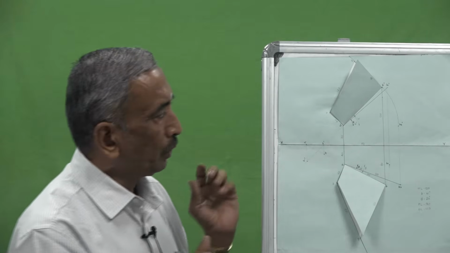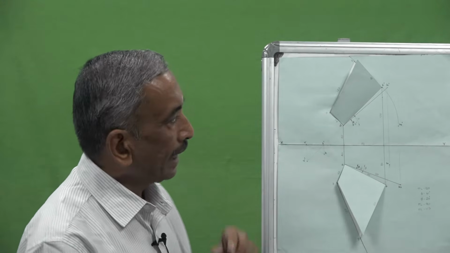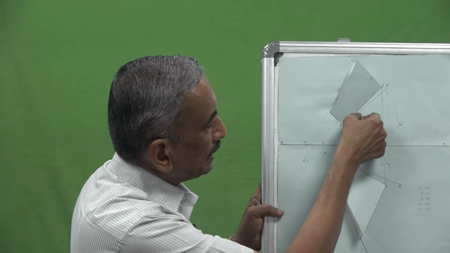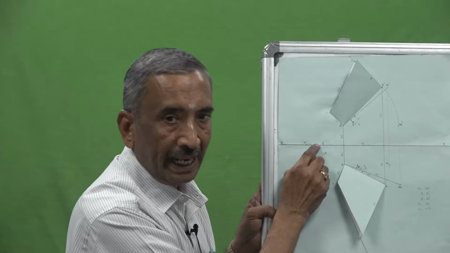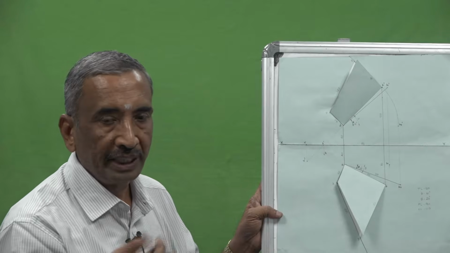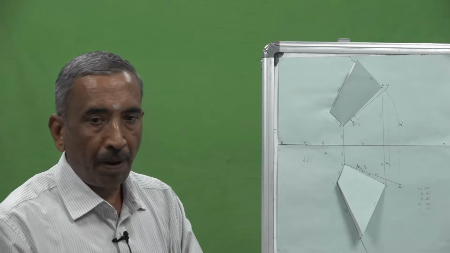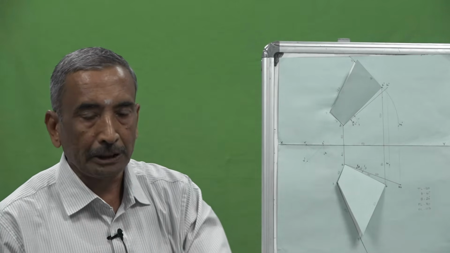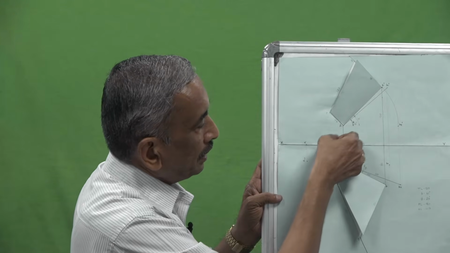Now, we have to find the traces. To find the traces, I extend the line A dash B dash to cut the XY line. The intersecting point will be H dash. That is the front view of the horizontal trace, because the horizontal trace is a point which lies on HP. The intersection of the line with HP is called the horizontal trace. So I extend this front view of the line to cut the XY line at the point H dash.